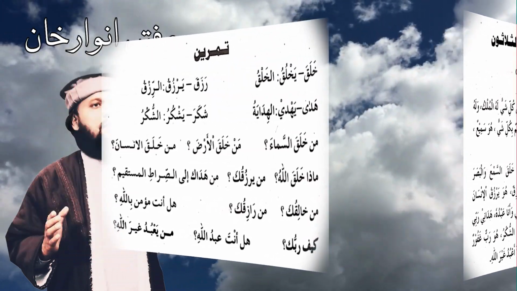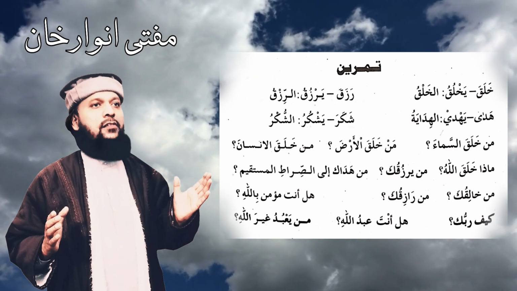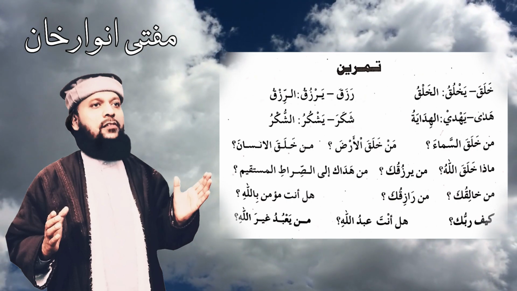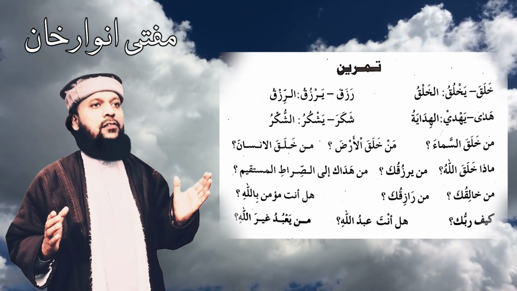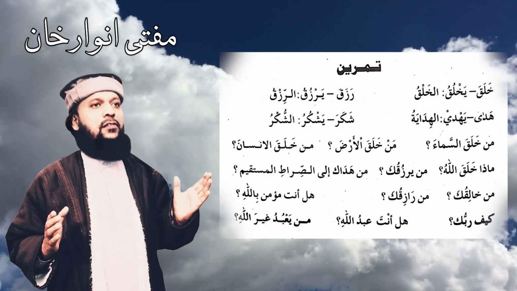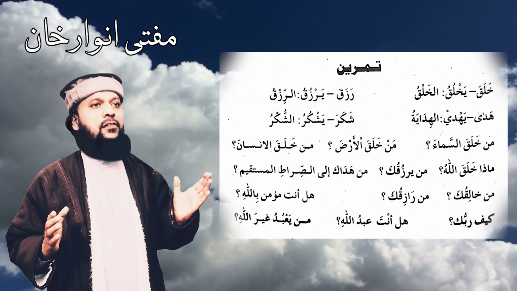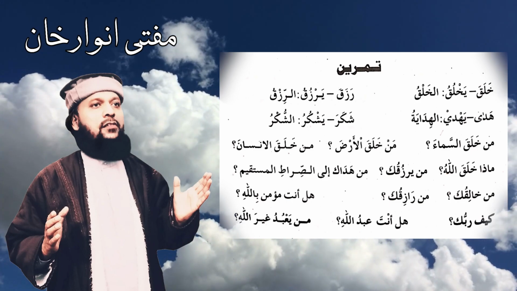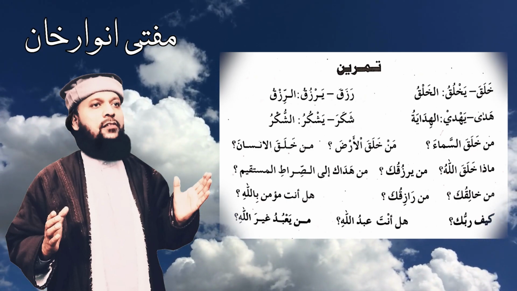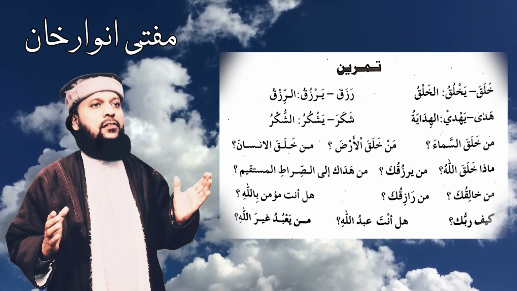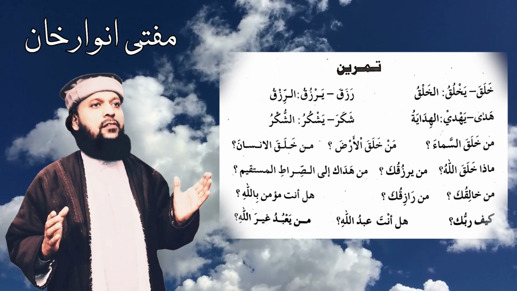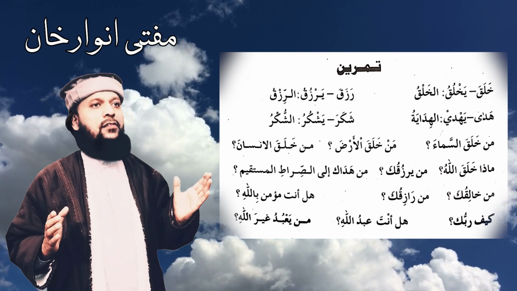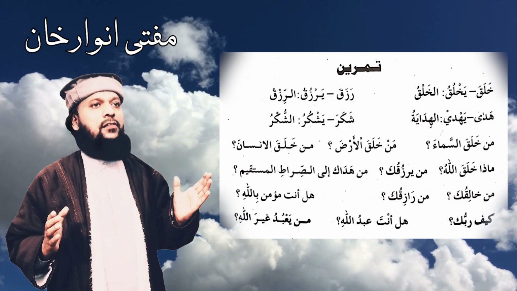Now you have the tamreen. Khalaqa yakhluqu al-khalq. So basically, in these two lines, he wants to convey the concept of verbal noun in Arabic. Verbal noun is closely connected to the verb. This comes from the verb itself. So basically, the verbal noun indicates the process of doing something, the process of handling something. Let us see in the examples. Khalaqa yakhluqu, to create. Al-khalqu, the process of creating, the act of creation. This is the verbal noun.